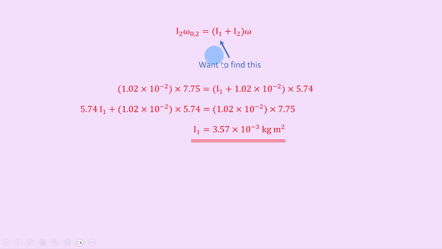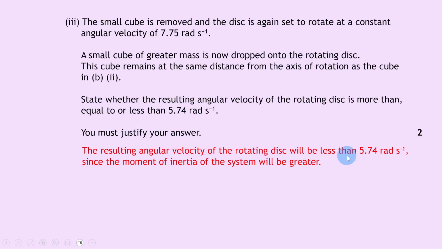And if we look back at our working here, which could also be used to find the final angular velocity of the system, omega, then notice how it depends on the moment of inertia of the system, I1 plus I2. So to get omega on its own, you would divide both sides here by I1 plus I2, i.e. the total moment of inertia of the cube plus the disc. So if the disk's moment of inertia stays the same and the cube's moment of inertia is greater, then this total moment of inertia of the system will be greater, and therefore you're dividing by a greater number, which will give you a smaller final angular velocity omega. So that's why the resulting angular velocity omega will be less than 5.74 radians per second.